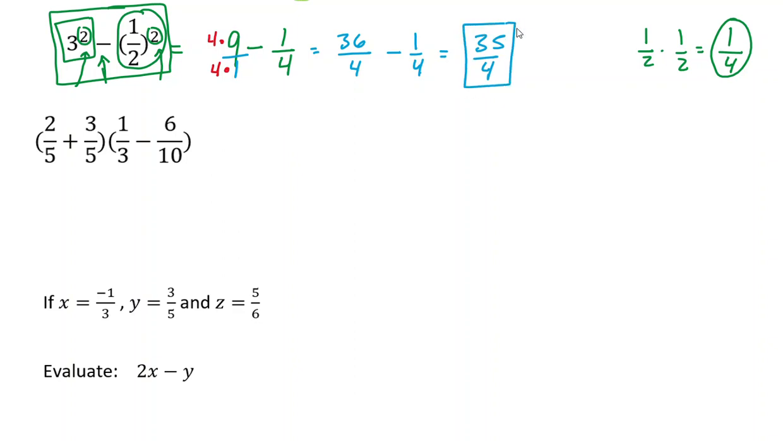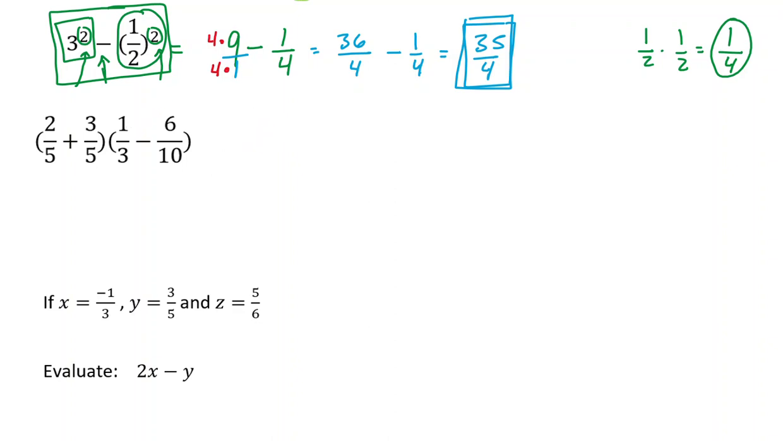And notice that 35 fourths is just a tiny bit smaller than 9, right? 36 divided by 4 is 9. We just took away 1/4, and so we're 1/4 away from 9, which is a little bit less than 9. But right now, we really don't care about representing this as a decimal or a mixed number. We're just happy to get it into improper fraction form so we can use it later on in algebra.